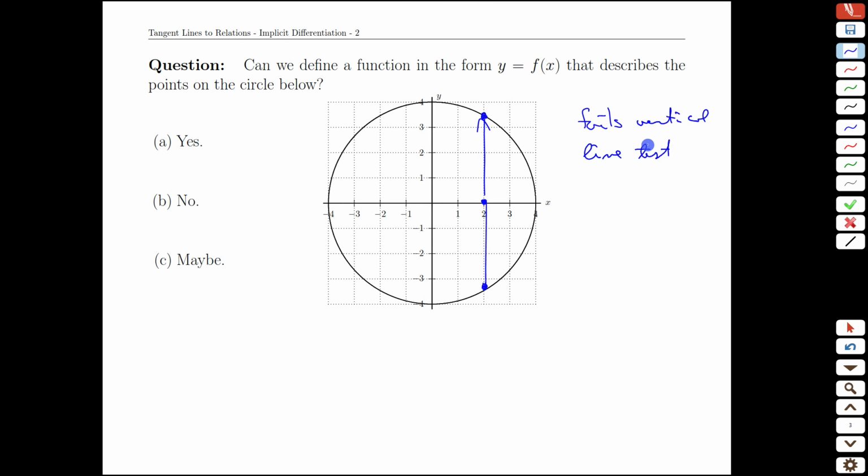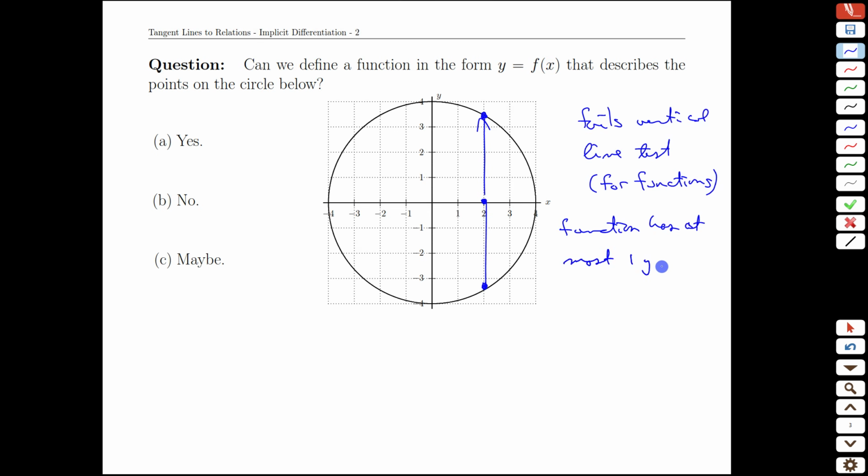and that vertical line test is for functions. Or another way to say this is a function has at most one y value for each x. When we pick some x values here, we get 2 y values. That's a no-no for functions. So I guess technically we should put a check mark beside the no here. So this is a circle, and it cannot be described using a formula like y equals f of x.